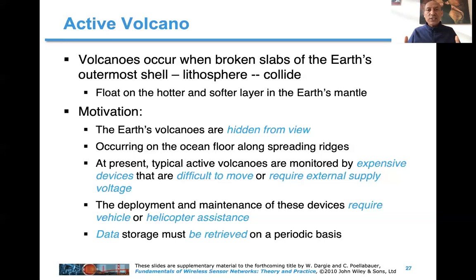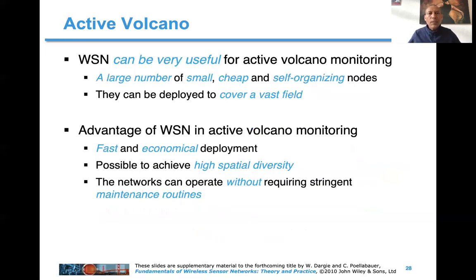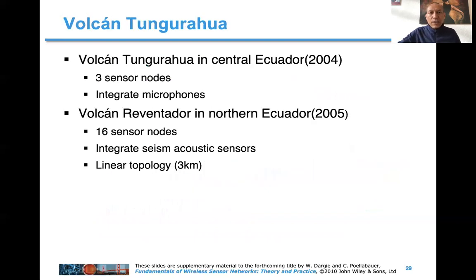And because the sensors now collaborate with one another and do local processing, it is possible to detect not only the presence of active volcanoes, but also the magnitude of the volcano and the direction of the volcano. And if there are some disconnected regions, to understand also the hidden cause for this disconnection. So there are two deployments.